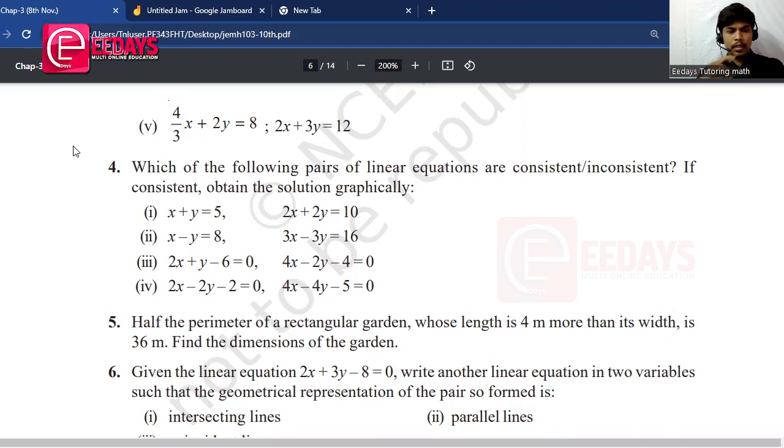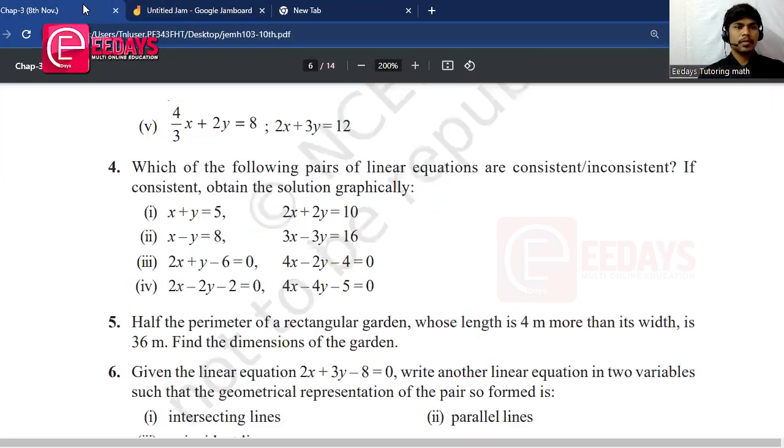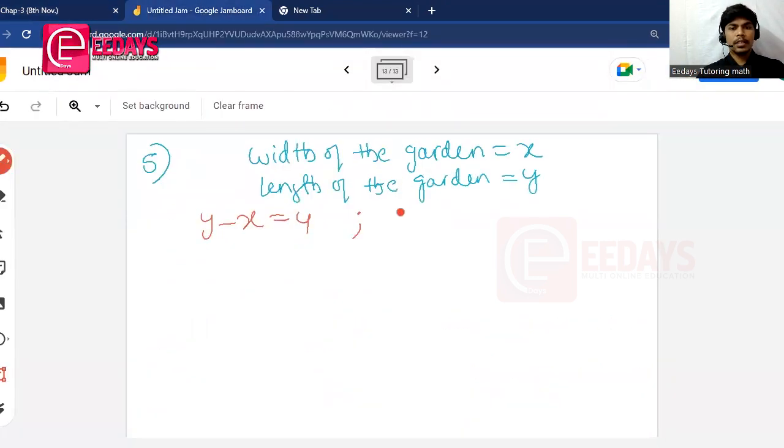Half of the perimeter of the garden. Okay, so the first equation: length and width of the garden, that is y minus x is equal to 4, since both have a difference of 4, and 4 more than is nothing but a difference of 4. And the second equation, observe carefully: half of the perimeter of the rectangle of the garden. Perimeter is nothing but 2 into (L plus B), half is nothing but, let's write.